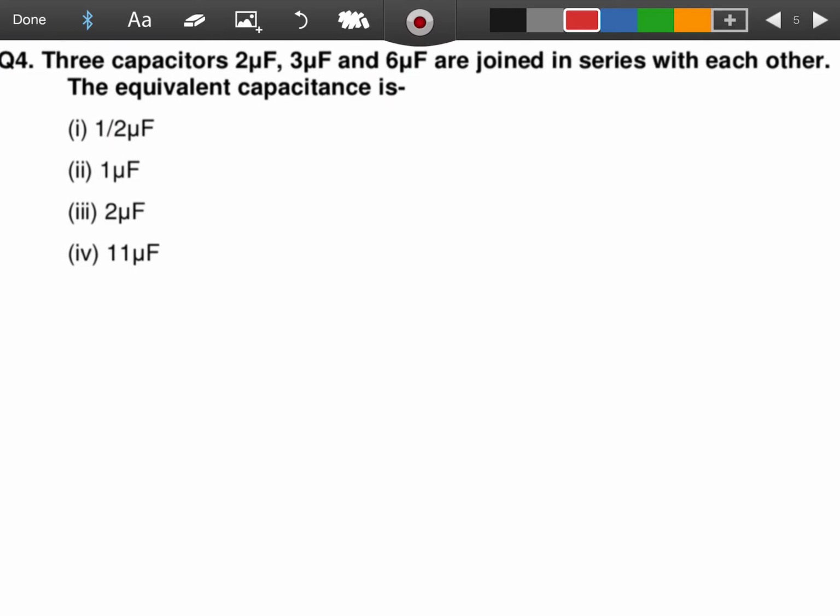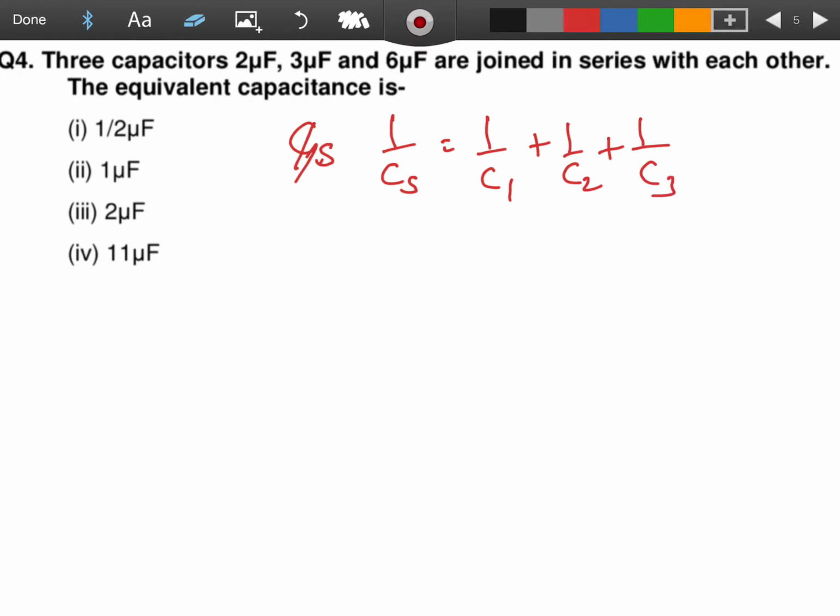Okay. Next, we will go to the next question. Three capacitors, 2 microfarad, 3 microfarad and 6 microfarad are joined in series with each other. The equivalent capacitance is? For capacitors in series, the formula is 1 by Cs equals 1 by C1 plus 1 by C2 plus 1 by C3. Actually, this is the reverse of resistors. Resistor series is R1 plus R2 plus R3, but for resistors in parallel, 1 by Rp equals 1 by R1 plus 1 by R2 plus. So their parallel formula and the capacitor series formula are the same.